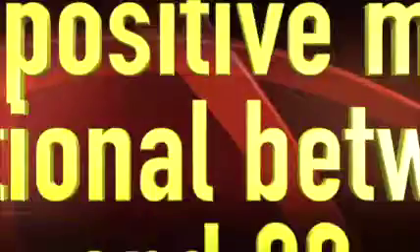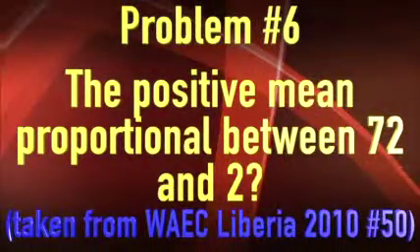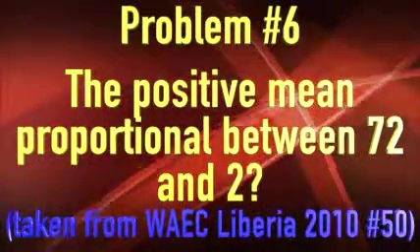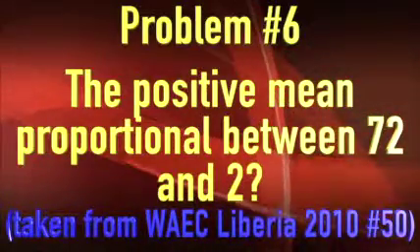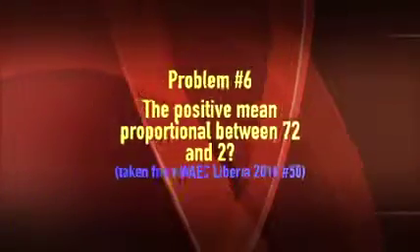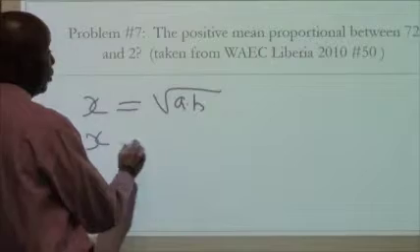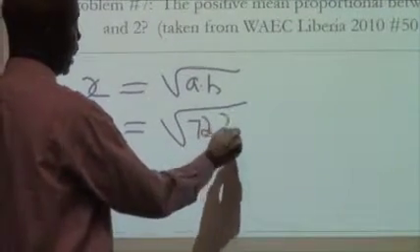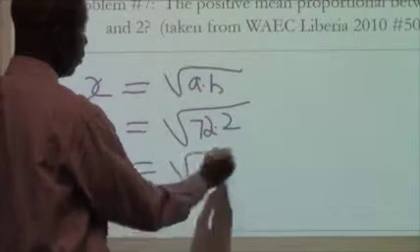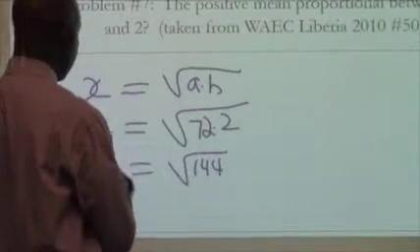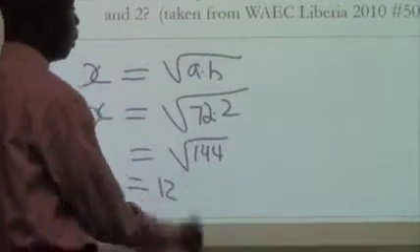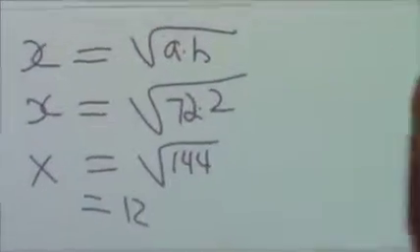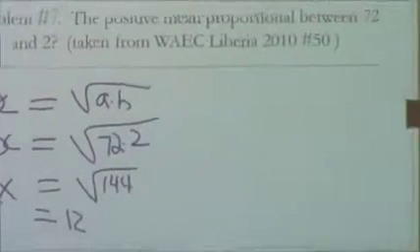So the positive mean proportion between two numbers, say a and b, is given by x equal to the square root of the product of a and b. So the positive mean proportion in this case would be basically square root of 72 times 2. And that's going to be 144. And the square root of 144 is 12. So the positive mean proportion between 72 and 2 would be 12.